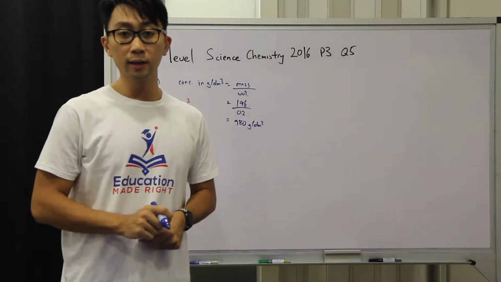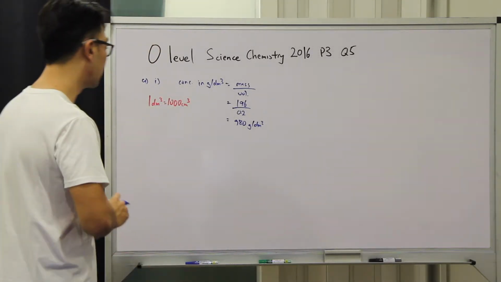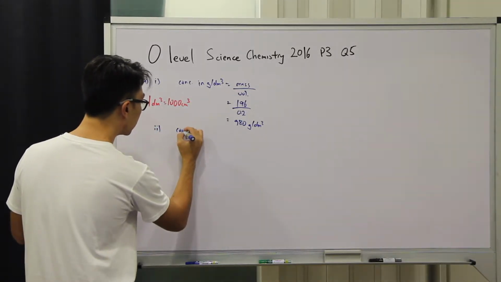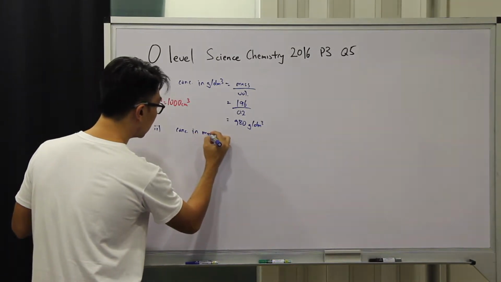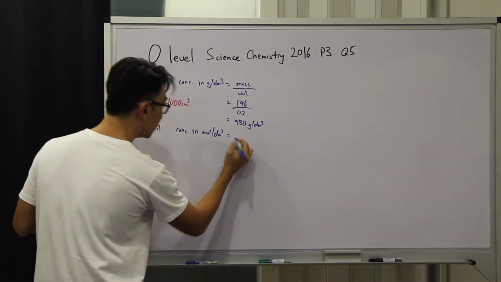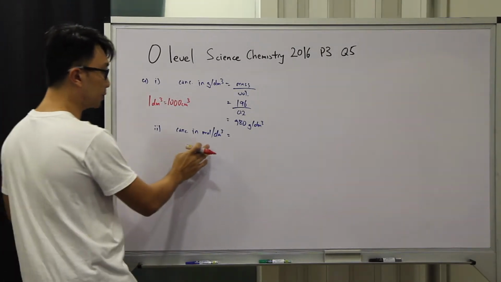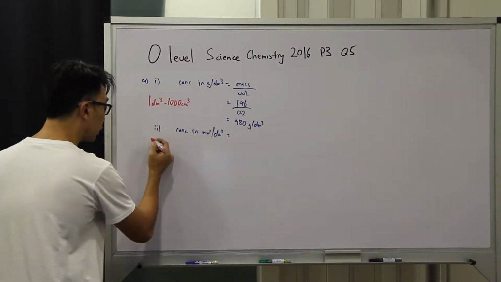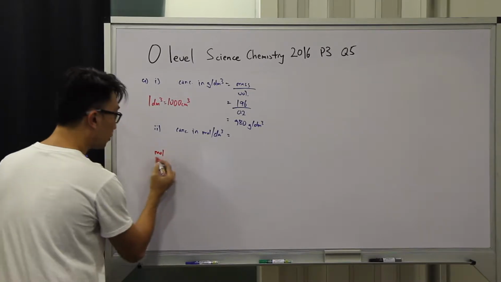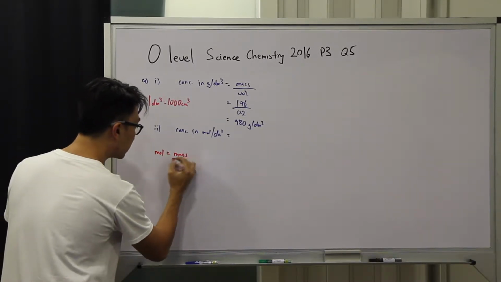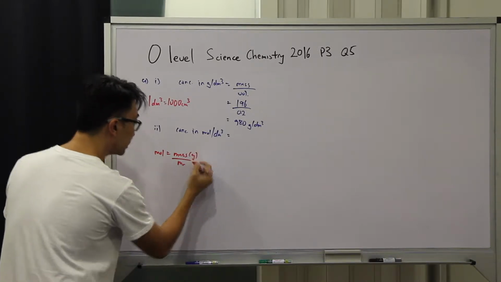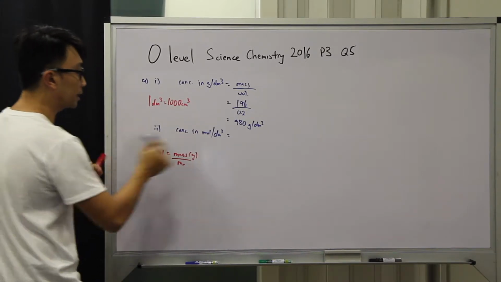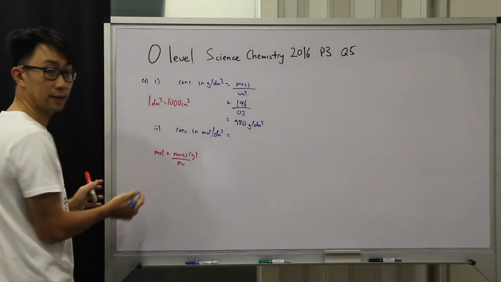Alright, so for part B, calculate the concentration of J in moles per dm cube. So this is another calculation question. We have concentration in moles per dm cube. If you realize the difference between gram per dm cube and mole per dm cube, it's just the numerator part. So we have to recall another formula whereby mole is equal to mass over molar mass, and this is in grams. So this is actually the mass, we'll just take this concentration and divide by Mr, that will give us the mole.